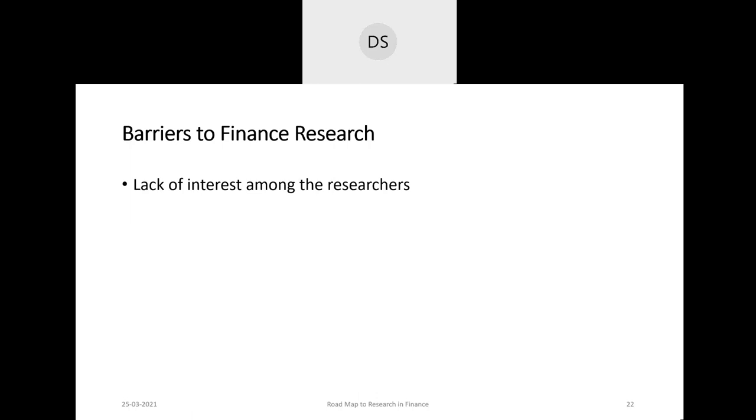So this lack of interest exists even among those who have specialized in finance; their post-graduation certificate may claim that they are specialists in finance. But unfortunately, when they go for research, with the aim of adding something to the body of knowledge, they choose some other branches, not finance, to pursue their research. This is a common case. This lack of interest may be on account of many reasons.